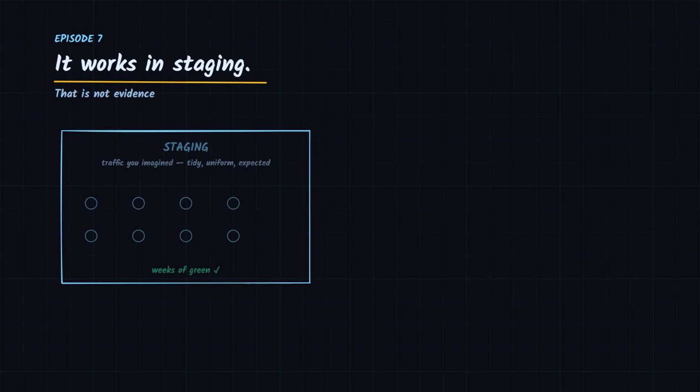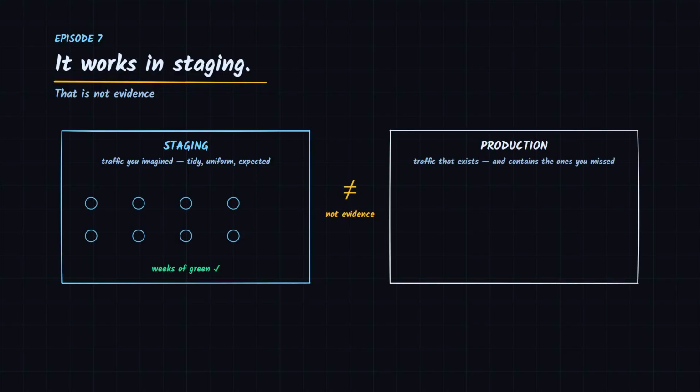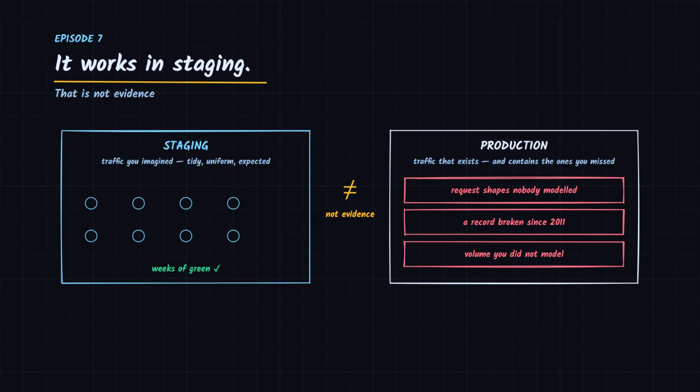The new service is done, tests pass, the team is confident, and it has been running in staging for weeks, doing exactly what it should. None of that is evidence. Staging traffic is traffic you imagined. Production traffic is traffic that exists, and it contains the request shapes nobody thought of. The customer whose record has been broken since 2011, and the volume you did not model.